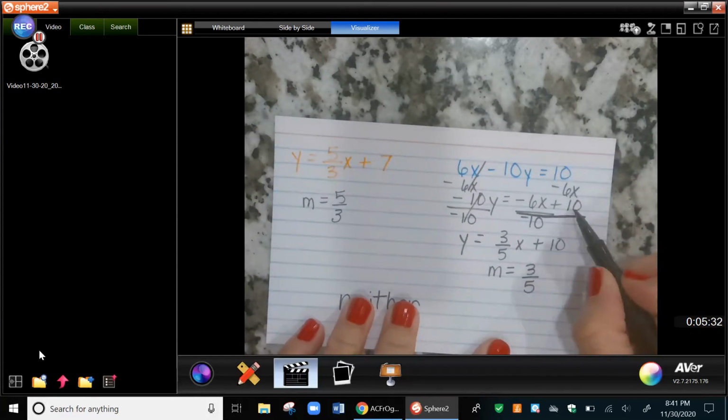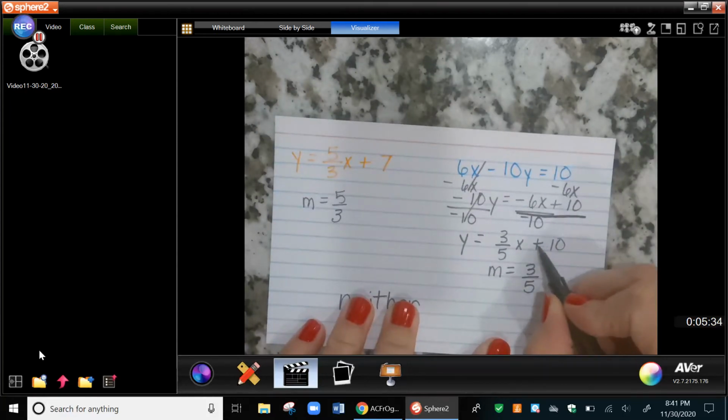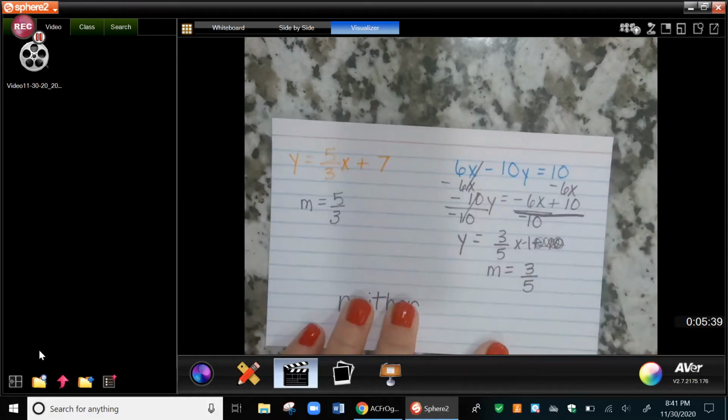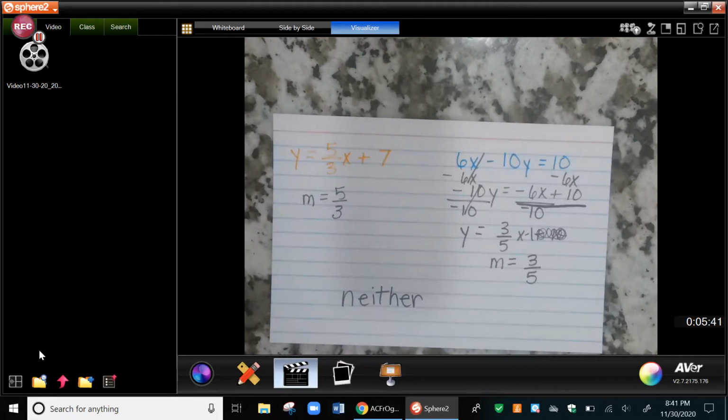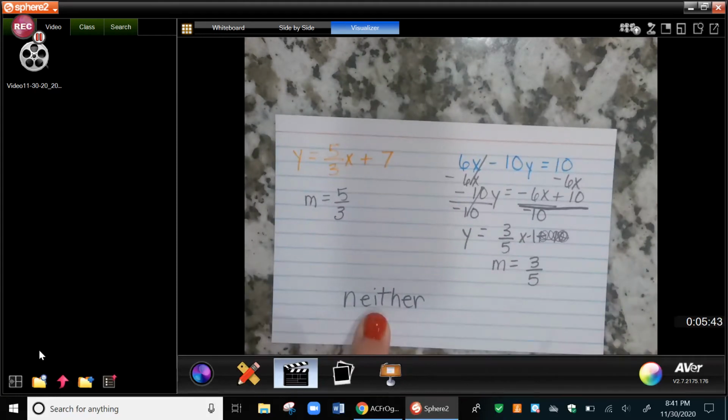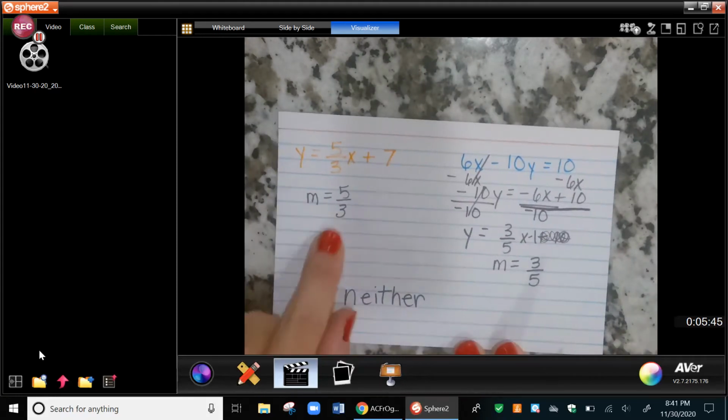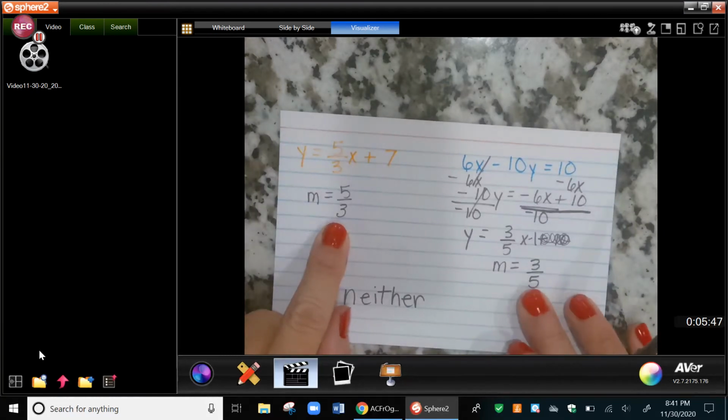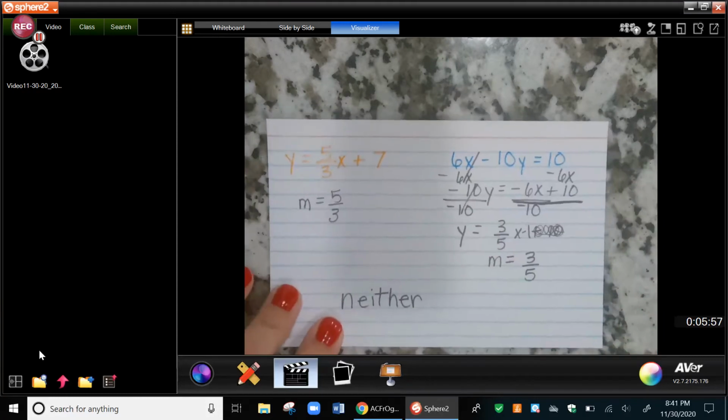Positive 10 divided by negative 10, that should give us a negative 1. My apologies. Now, why do I have written neither here? They're reciprocals. I've got 5/3 and 3/5. Aren't those reciprocals? They are, but they're both positives. We have to have one positive and one negative if they're reciprocals, so they can't be perpendicular lines.